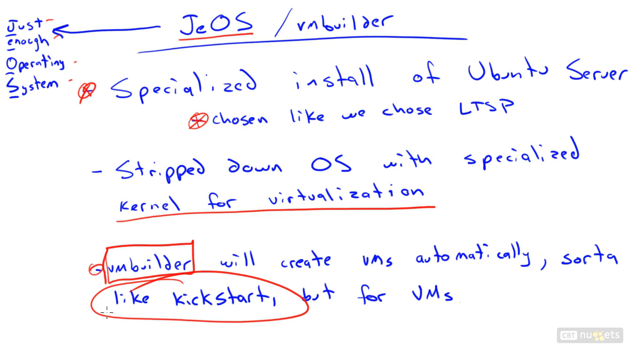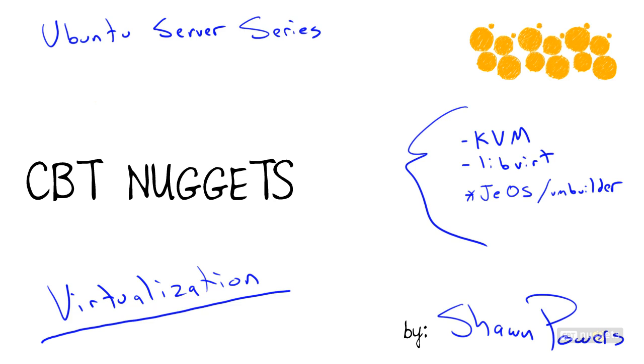All right, so that is virtualization in Ubuntu Server. We talked about KVM, we talked about libvirt, and I explained what JEOS is and how to install it, and I recommend that if you are building lots of different servers that you look at VM Builder to save yourself some time. But that's all it is, a time saver. You can still go through and install from CD like we started to do with libvirt Manager.